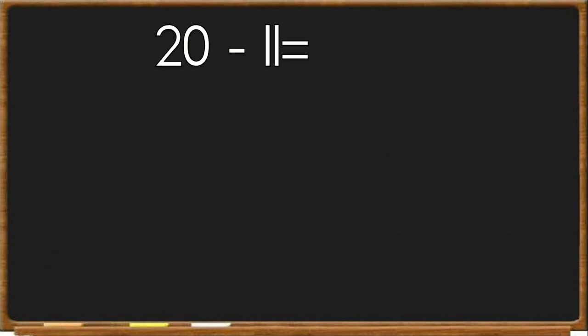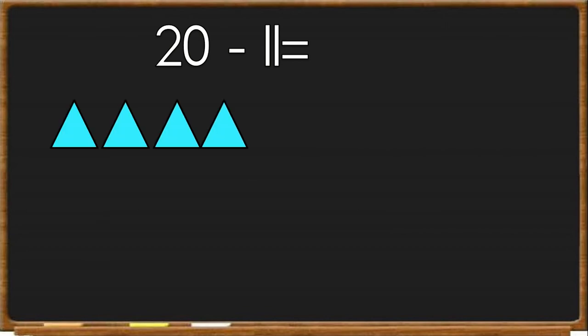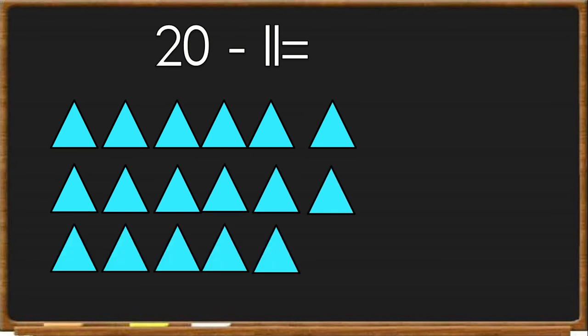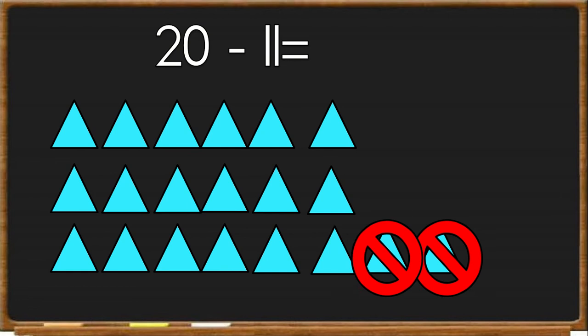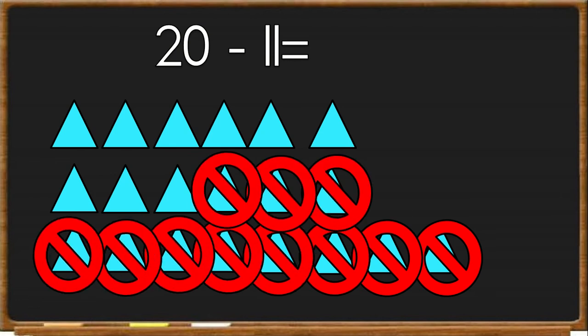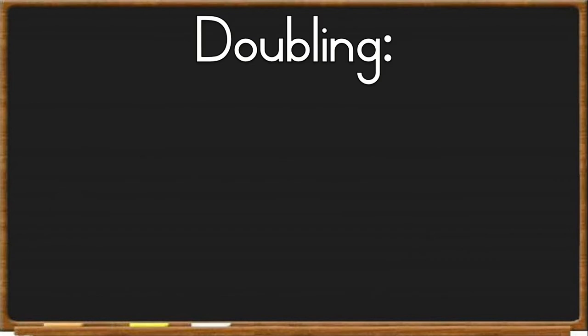Now let's try 20 take away 11. So again I'm going to draw 20 triangles. 1, 2, 3, 4, 5, 6, 7, 8, 9, 10, 11, 12, 13, 14, 15, 16, 17, 18, 19, 20. And I'm going to take away 11. So let's take away. I'm just going to draw a line through them. 1, 2, 3, 4, 5, 6, 7, 8, 9, 10, 11. Then again, we're going to count how many we have left. So I had 20. I took away 11. 1, 2, 3, 4, 5, 6, 7, 8, 9. So 20 take away 11 equals 9.